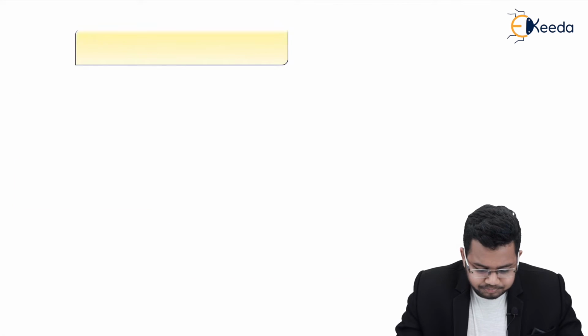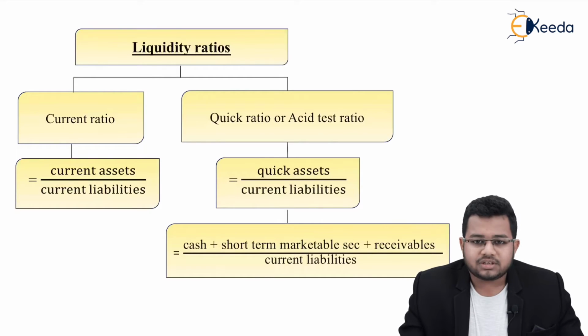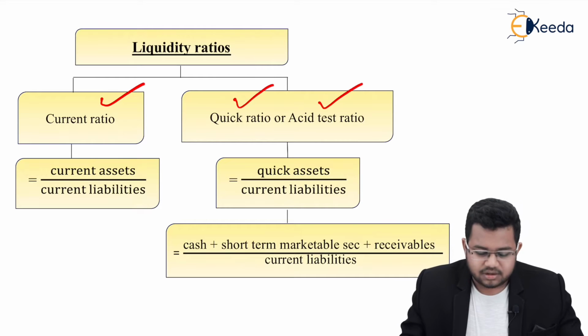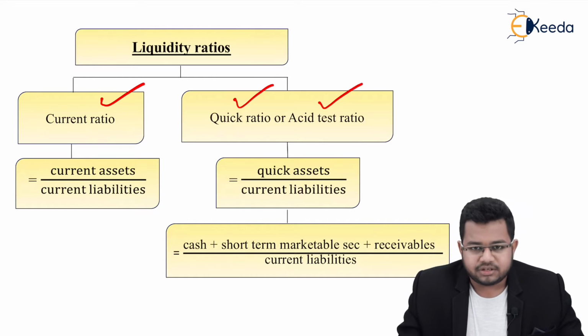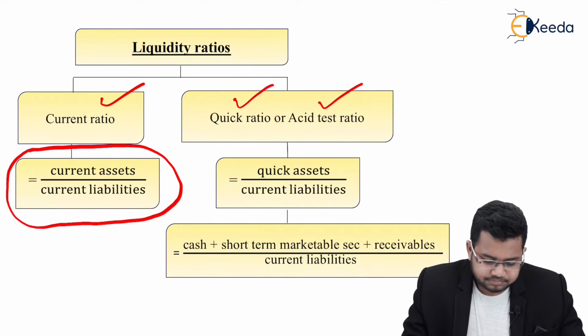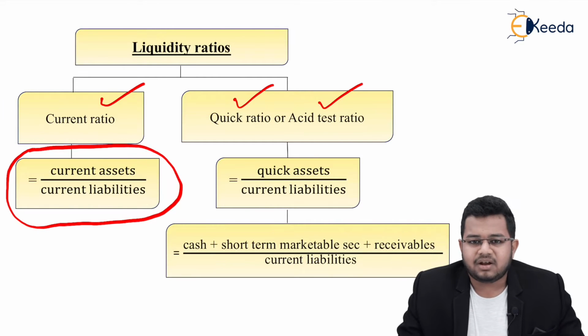So we can begin. We can start with liquidity ratios. First two ratios are in front of you, current ratio and quick ratio or acid test ratio. We can begin with current ratio. So you can see the formula. Current ratio is nothing but current assets upon current liabilities. Now what is included in current assets and current liabilities?